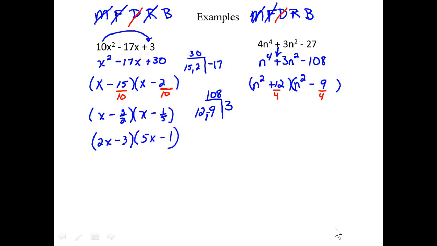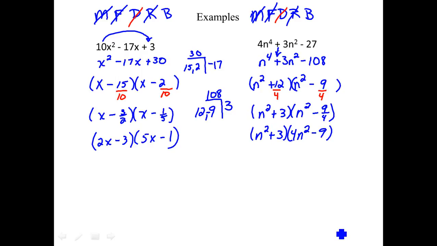We multiplied, we factored. Now we've got to divide. What are we going to divide by? 4. Okay, so division's done. Now we're going to reduce, and we're going to have n squared plus 3 times n squared minus, this will not reduce, so leave it be. So we reduced. Bring up. The first one, we don't even have a fraction, so we can't bring up anything. The last one, however, I can bring up a 4, and so we get 4n squared minus 9.